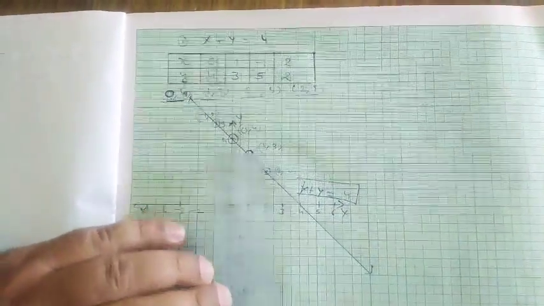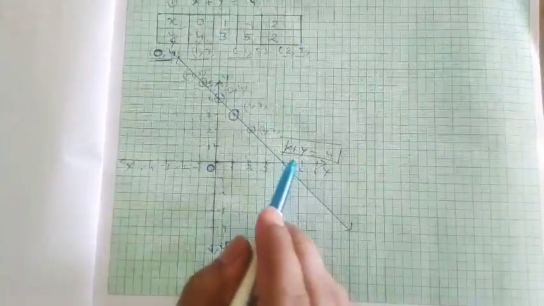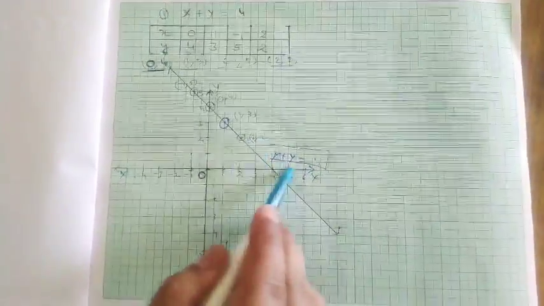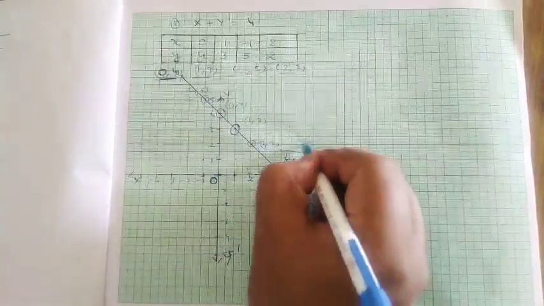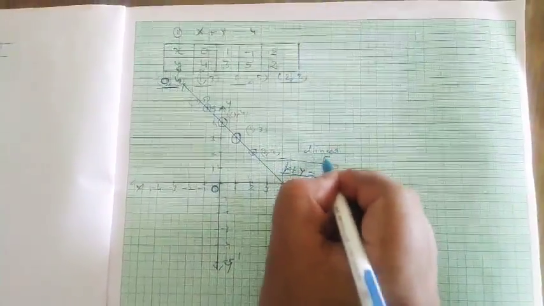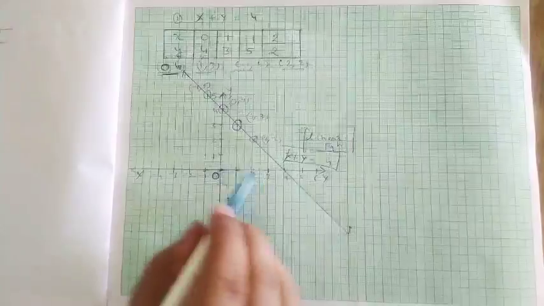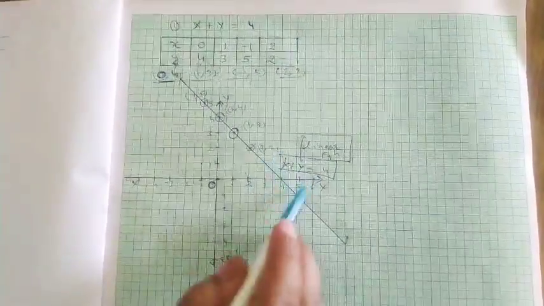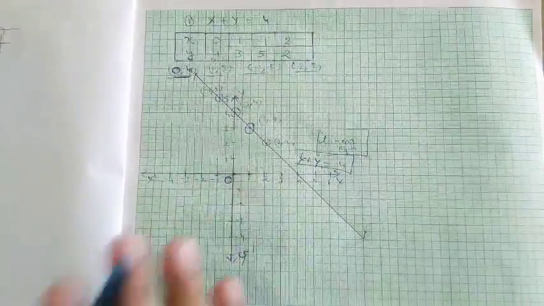the graphical representation of the linear equation in two variables x plus y is equal to 4. When we represent this equation on graph paper, we get a line. That's why these equations are called linear equations. Why? Because the graphical representation of these equations is a line. That's why this equation is called a linear equation in two variables x and y. So this is how we can plot the points and make a line for a given linear equation.